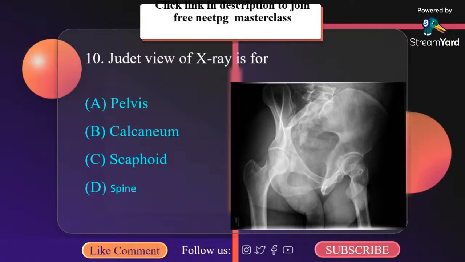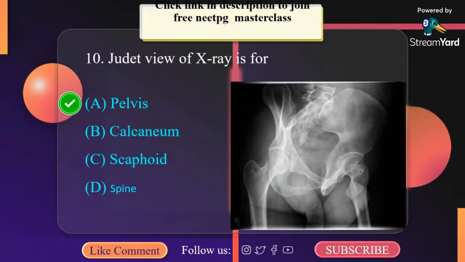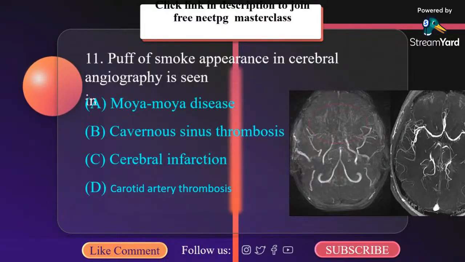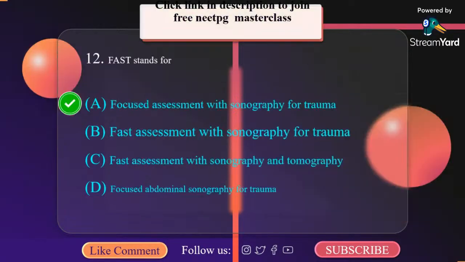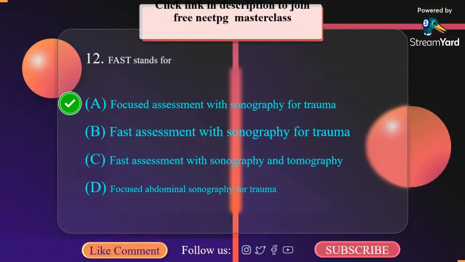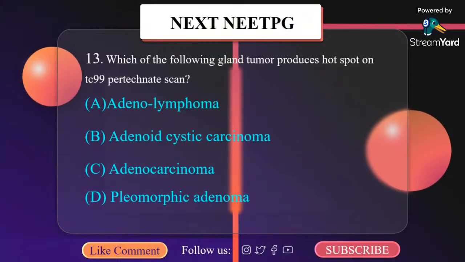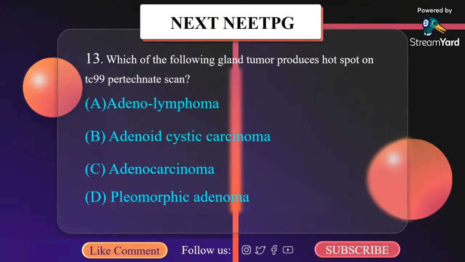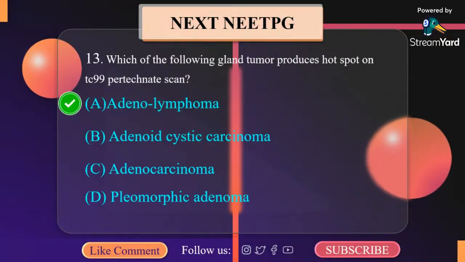Judet view of X-ray is for the pelvis. Puff of smoke appearance is seen in Moyamoya disease. FAST stands for focused assessment with sonography for trauma. Which of the following gland tumors produces a hot spot on technetium pertechnetate scan? It is the adenolymphoma.